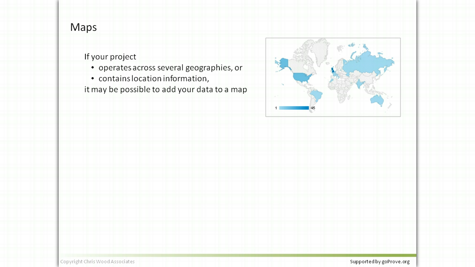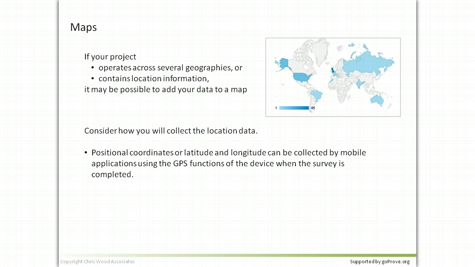If your project operates across several geographies or contains location information, it might be possible to add your data to a map. Before you think about this, consider how you will collect the location data. This either needs to be the positional coordinates or latitude and longitude, which can be collected by mobile applications using the GPS functions of smartphones. This can be captured whenever the survey is completed.